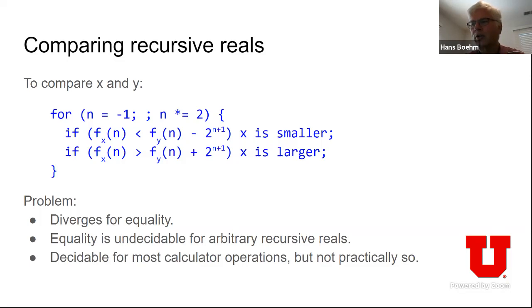It turns out that actually equality is decidable for most calculator operations. On the other hand, it's not practically so. There are no known algorithms that actually do this effectively in a way that we could possibly use in a calculator.